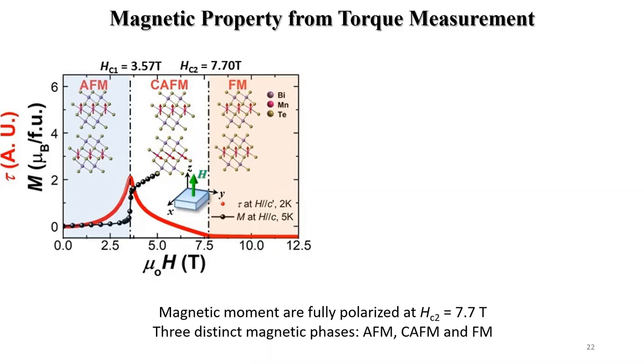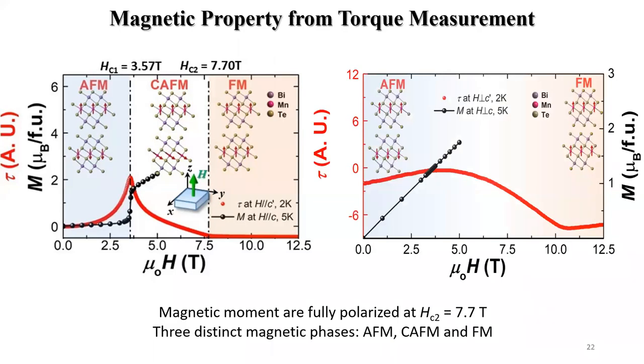Okay, this implies that we have three distinct magnetic systems in this material. First, we have an antiferromagnetic, meaning that the magnetic moments are anti-parallel along the C-axis, and we do have the canted antiferromagnetic, meaning that one of the magnetic moments is non-collinear with the upper one. And in the ferromagnetic, they are all collinear to each other.